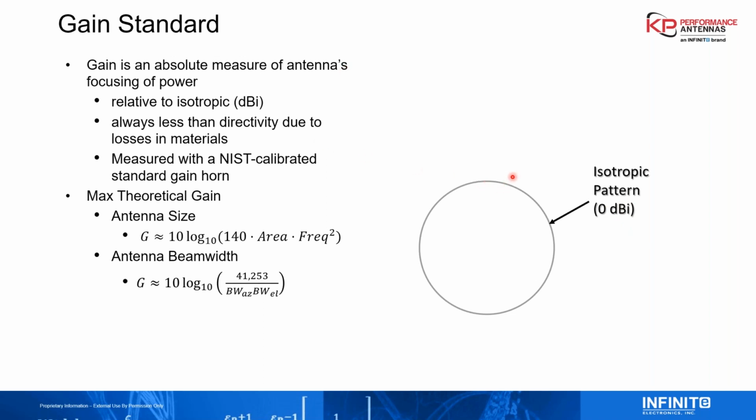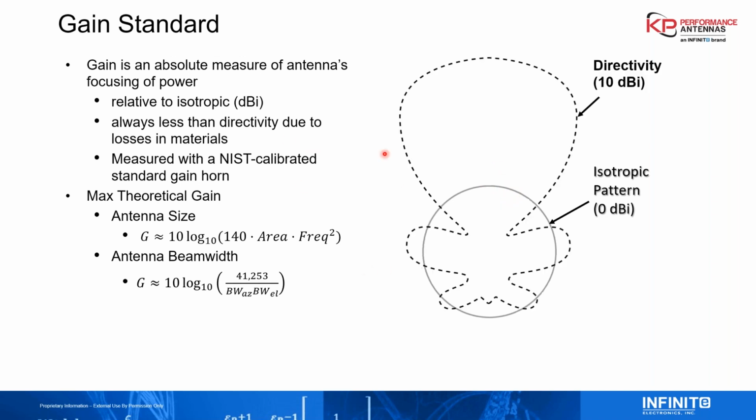But then what happens when we start focusing? When you start focusing, you end up increasing a quantity called directivity. Directivity is essentially just gain without any loss. So gain without efficiency loss, material losses, cable losses, whatever it is. Directivity is just the amount of focusing an antenna does.